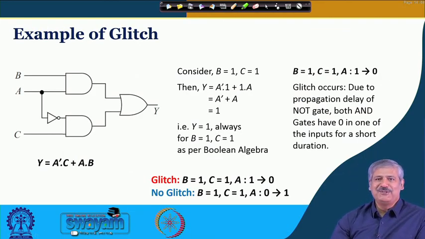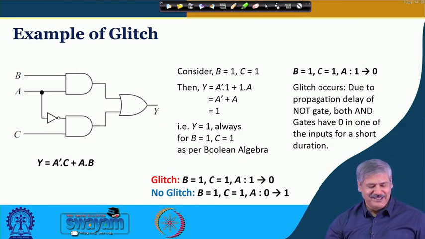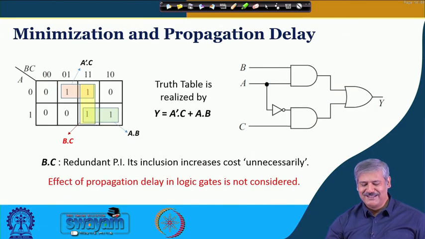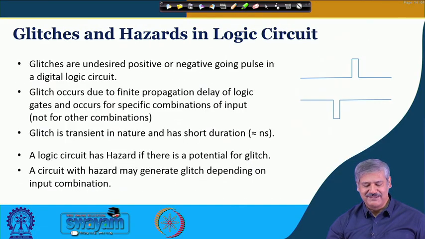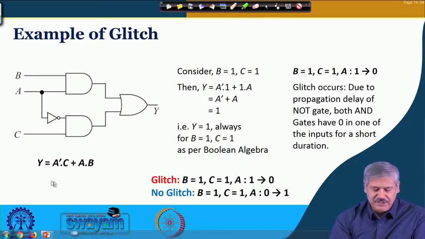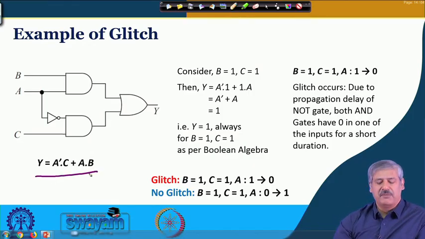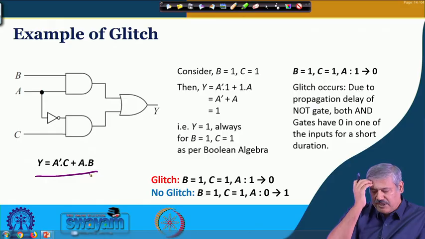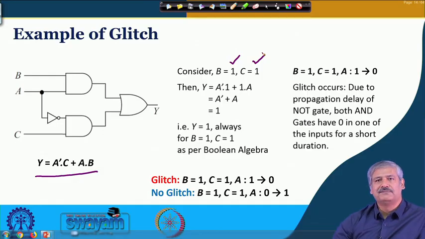So we go back to our previous circuit, the circuit with which we started. This was our reduced relationship, optimized from the K-map, and this is the corresponding circuit. Now we consider a specific case, say B is equal to 1, C is equal to 1. At that time, what will happen? What is the value of the output?